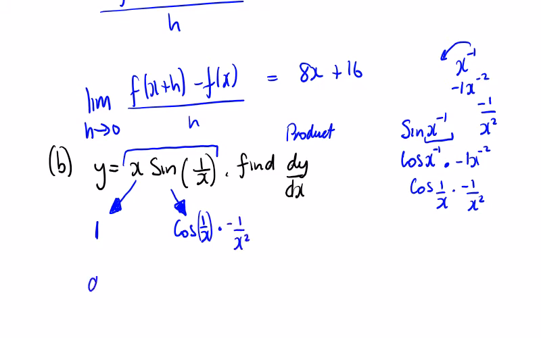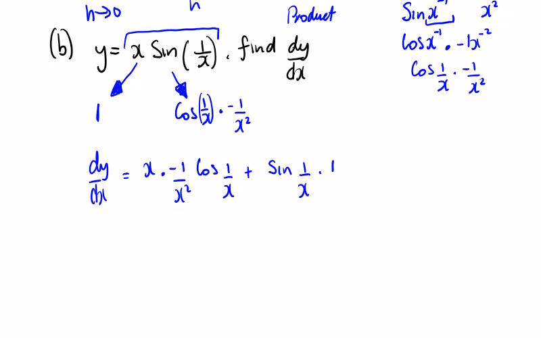So the first, dy dx, the first is equal to x by the second differentiated. I'll put the minus 1 over x squared in front, minus 1 over x squared cos 1 over x, plus the second, which is sine 1 over x by the first differentiated, well, which is just 1. So if we tidy this up, the x will cancel off with the squared part. So you get minus 1 over x cos 1 over x plus sine 1 over x. And that's as far as we can go with the differentiation.